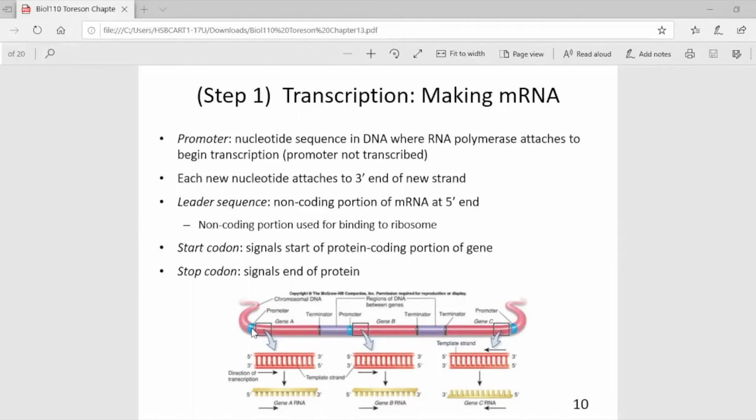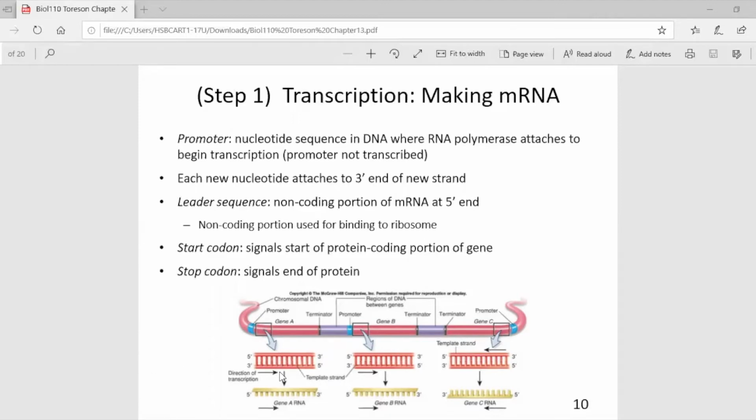Notice that there is a promoter at the beginning of a gene and a terminator at the end of a gene. So the promoter is a sequence of nucleotides that the RNA polymerase recognizes as the beginning of the gene that it is trying to transcribe. And the RNA polymerase then will attach to this area and then begin transcribing this gene until it reaches the terminator. So the promoter signals the beginning of a gene and the terminator is a signal for the end of the gene.